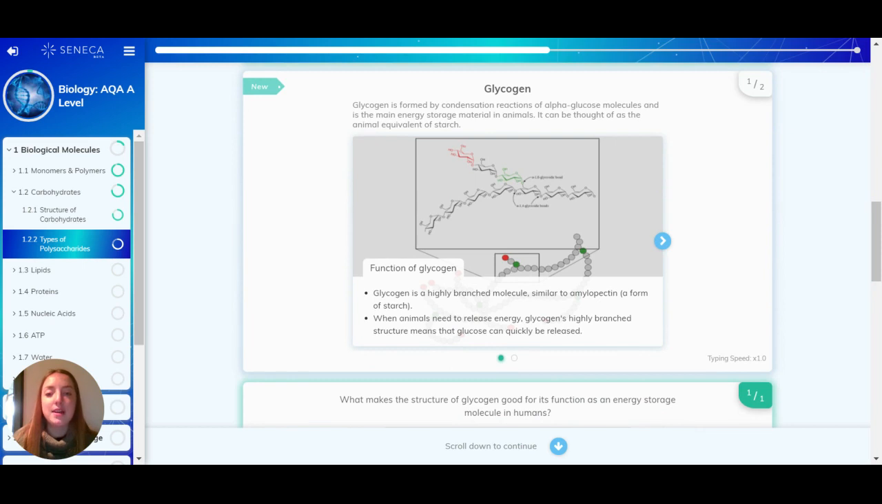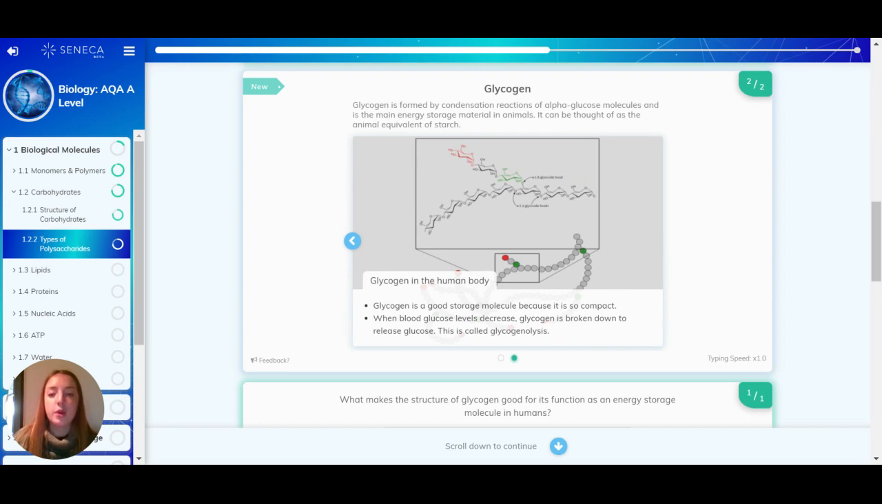Another type of polysaccharide is glycogen. So this is formed by a condensation reaction of alpha glucose molecules. So when glucose monomers join together, this is the main energy storage material in animals. So it's sort of the animal equivalent to starch. Glycogen is a highly branched molecule, and it's similar to the amylopectin form of starch that we just talked about in structure. And when animals need to release energy, glycogen's highly branched structure means that glucose can quickly be released.